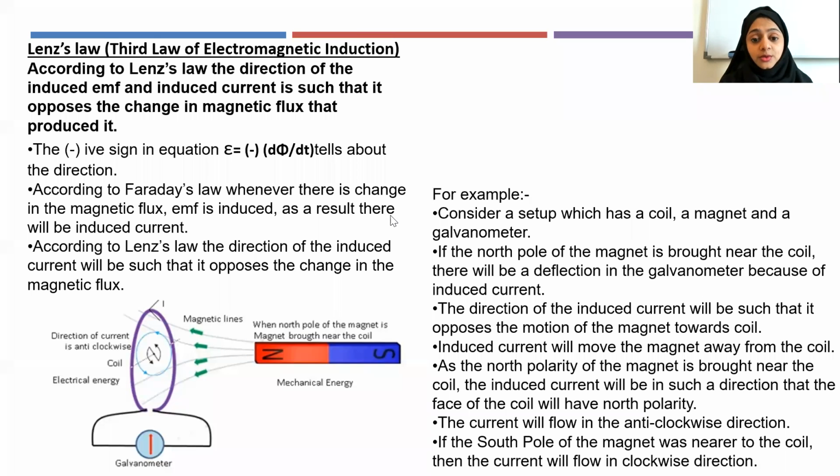Yes, okay. So here I have shown a setup. Consider the setup which has a coil, a magnet and a galvanometer as shown here.